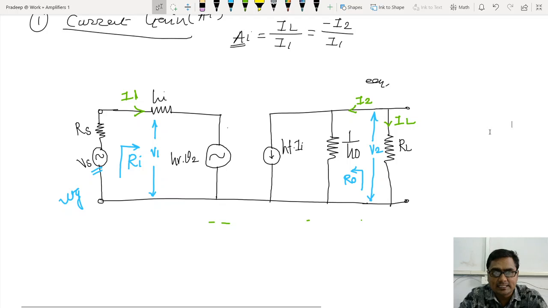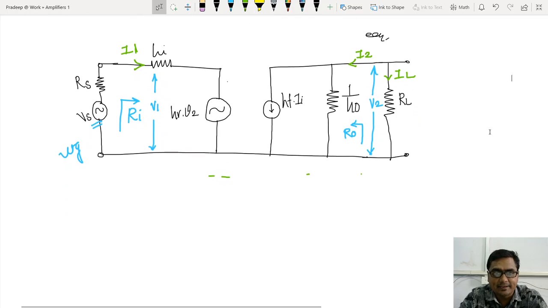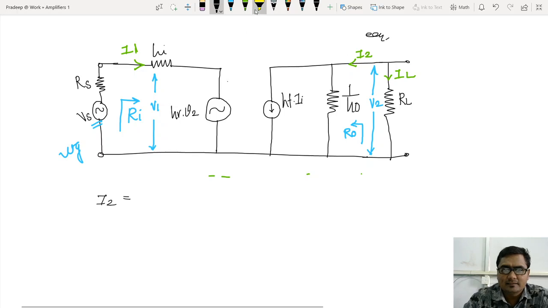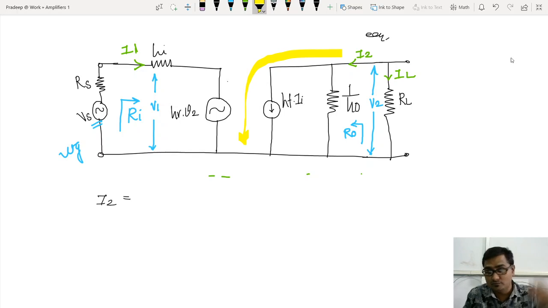My aim is to get current gain. Now look at this. For this circuitry, what is I2? Let me tell you properly what is I2. I2 means this current. Let me take the marker. I2 is this current. Look at this. This is the current which is flowing. It is I2.